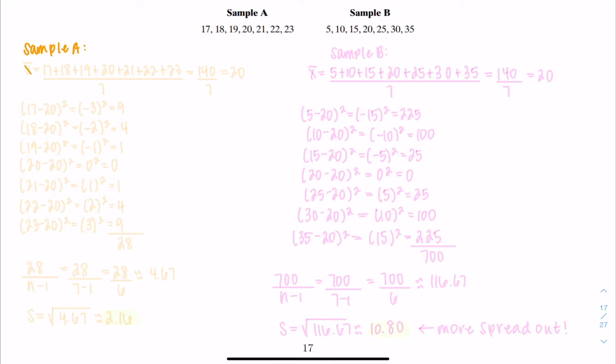The first thing we have to do is find the mean. And so that's 17 plus 18 plus 19 plus 20 plus 21 plus 22 plus 23. And we're going to divide the whole thing by 7. And so you end up getting 140 over 7, which gives me 20.